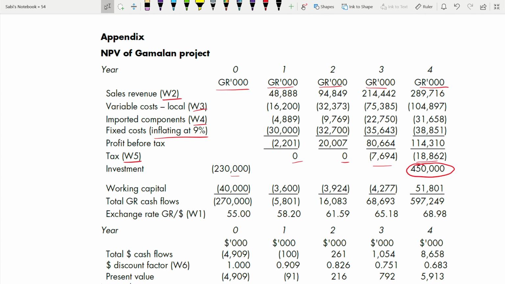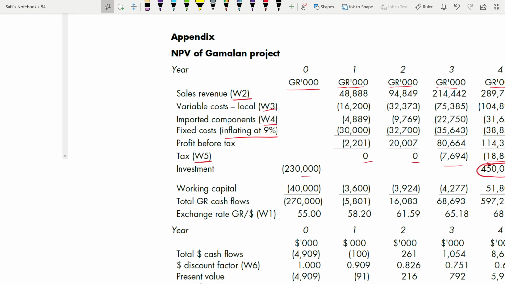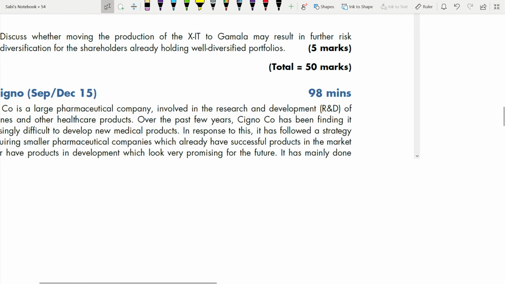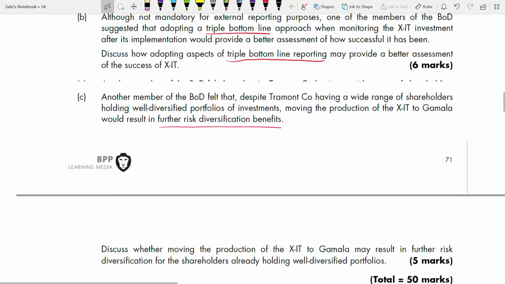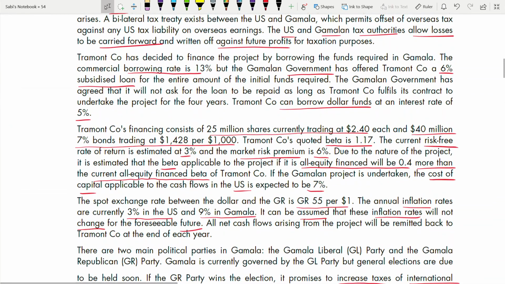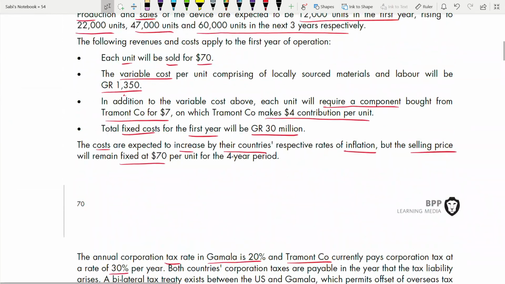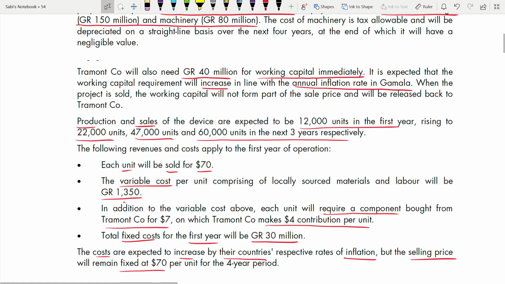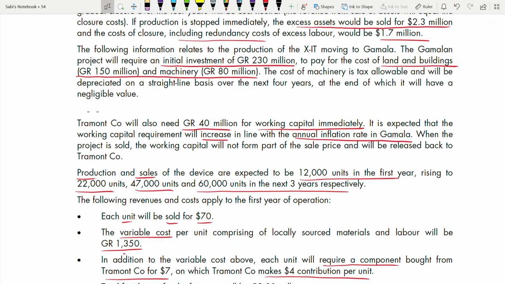Okay, now coming to the working capital. Working capital is what? 40 million. About that, there are some assumptions about working capital. Let's see that. So they will need GR 40 billion working capital immediately.